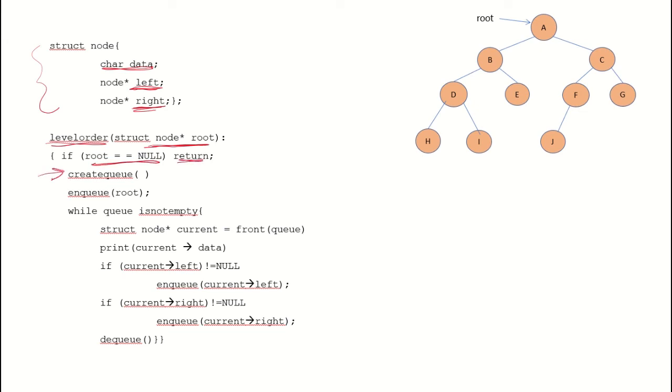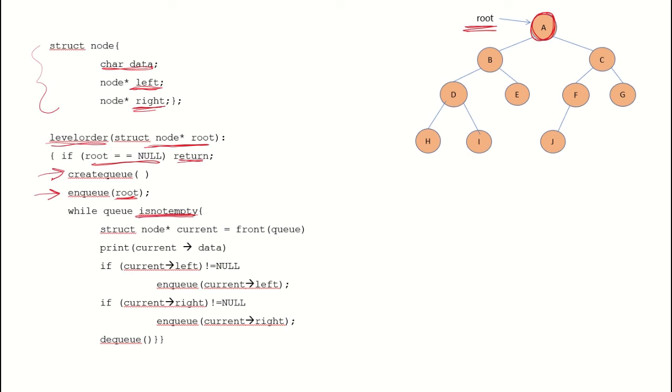Then we have to create a queue. We have seen earlier that a queue can be created either using arrays or using a linked list. So whichever way you wish to create a queue, you can. Then we are going to enqueue the root. We have the information about the root node through its root pointer, so we are going to pass that into the queue and enqueue it.